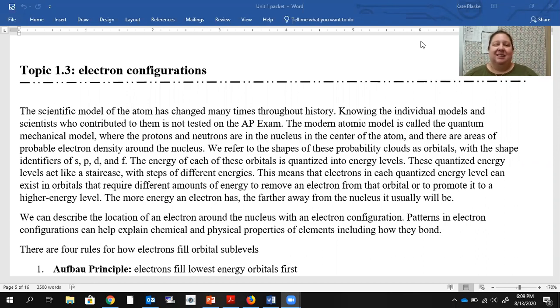This is pretty much the exact same as we handled in first year chemistry. Actually, probably even a little bit different. You don't need to know the shapes of the s, p, d, and f orbitals. You don't need to know the old dead white guys who did all the models of the atom. We are going to assume that we are sticking with the modern atomic model, or the quantum mechanical model of the atom, where the protons and the neutrons are in the nucleus, and there are areas of probable electron density around the nucleus in those weird s, p, d, and f shapes.